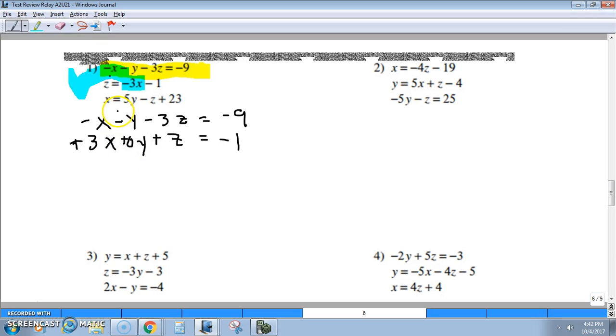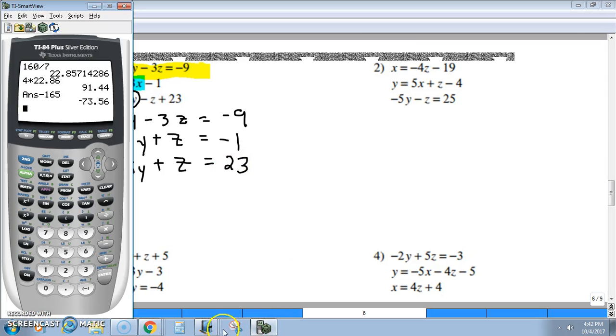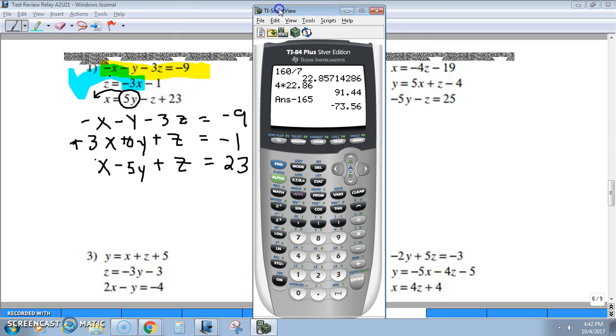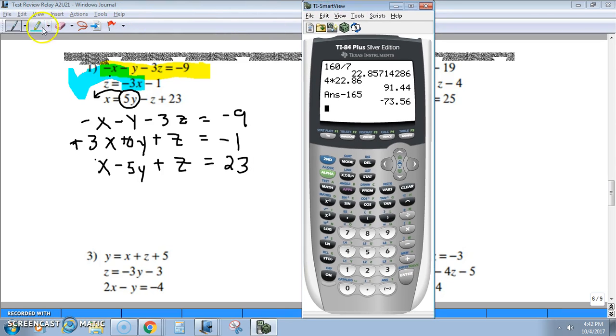And then for the last one, I already have a positive x on the side. I want to move the y over, so I'm going to subtract 5y because it was positive on this side, but when I move it over to the side, it becomes negative. And then it's a negative z, so when I move it over, it's going to be plus z equals, and I'm going to leave that 23 on that side of the equation. So when I put it in my matrix, you have to make sure that I've done this correctly.